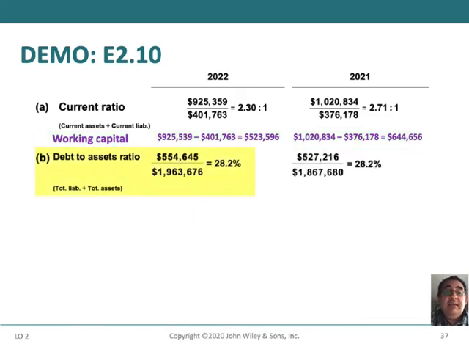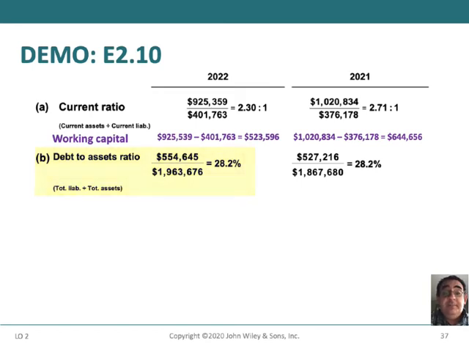Next, we'll look at debt to asset ratio, which is the solvency ratio. Here we're going to take total liabilities divided by total assets. So the total liabilities are $554,645 and divide that by 1,963,676 is 28.2% debt to total assets. That means if we were to draw a pie chart for the total assets, 28.2% of those assets are related to debt. And that means that the rest must be equity, because in the accounting equation, assets minus liabilities is equity.